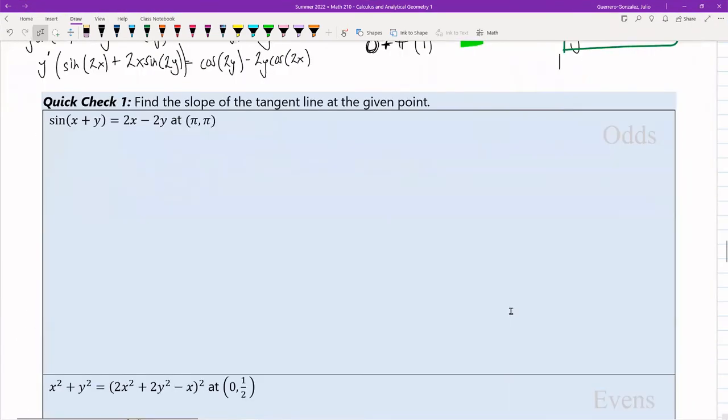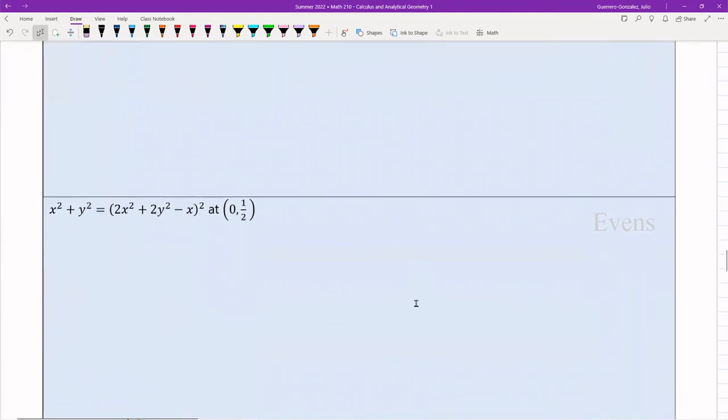So I'm going to have you guys do a couple more examples here. This one only has odds and evens. So if you're group 1 and 3, do the top one. If you guys are group 2 and 4, you do the bottom one.